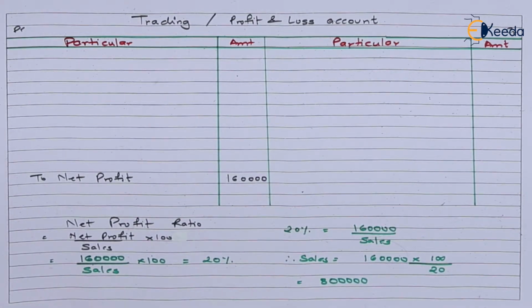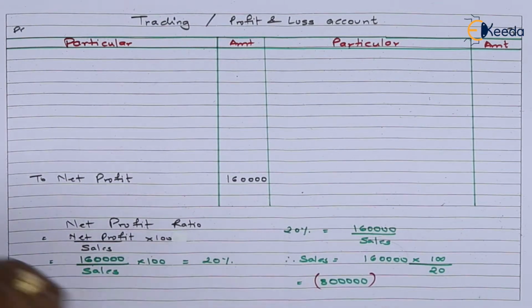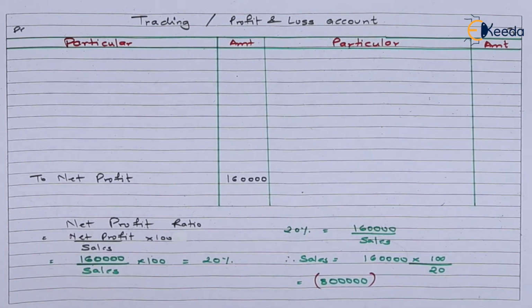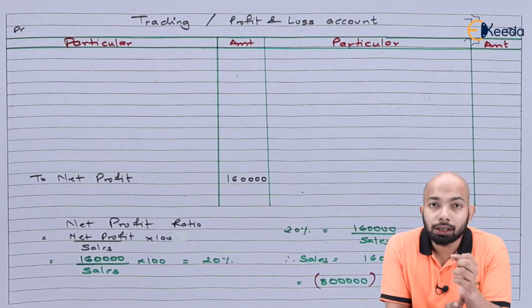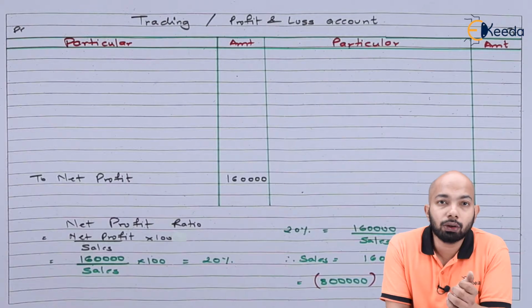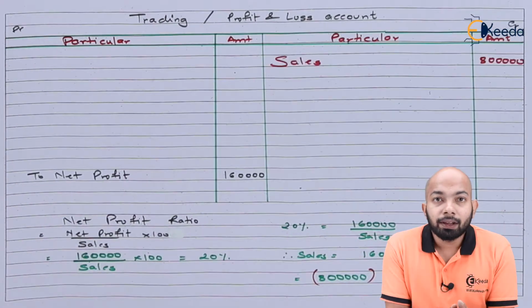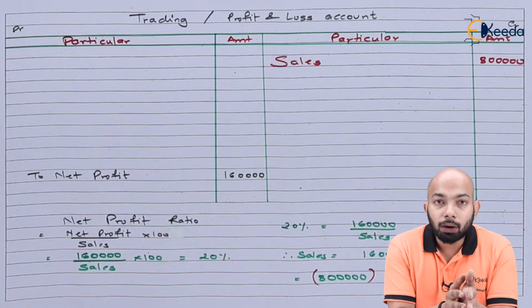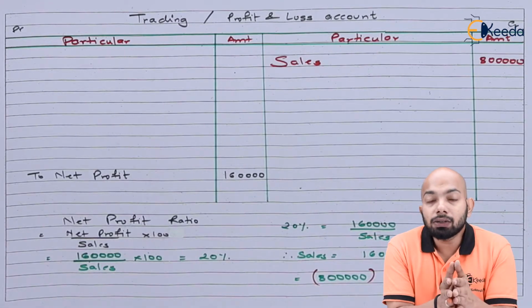So the sales amount is rupees 8 lakhs, the one that is highlighted in red. Using that value you can now start with the other ratios, that is gross profit ratio, stock turnover ratio, etc. Now let's mention this sales amount on the credit side of profit and loss account or trading profit and loss account. Now that we have figured out the sales amount, let's put the other values in place.